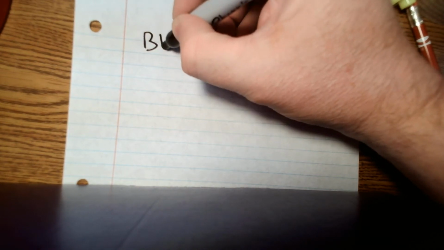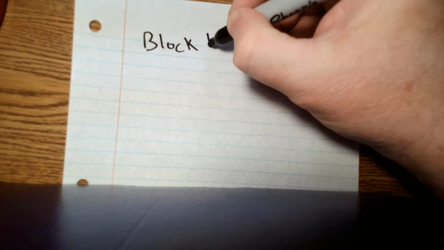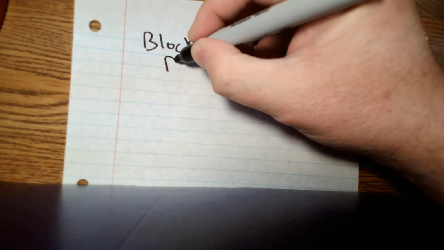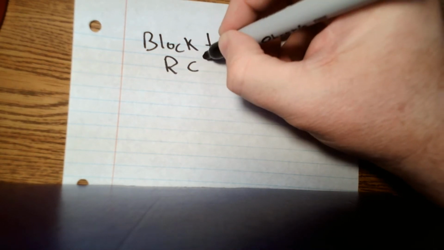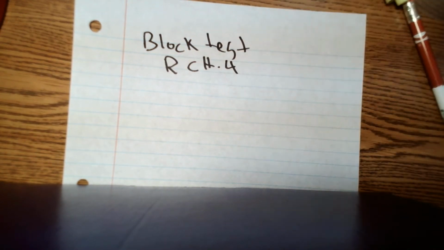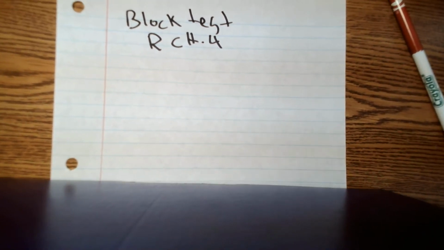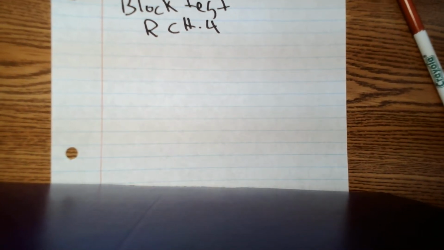All right, we're basically going to drop the remote control on the ground. We are going to go over all the stuff from Chapter 4. So this is the Chapter 4 block test review. That's the title you need. And I'm just going to go through this so you know how to do this review worksheet.